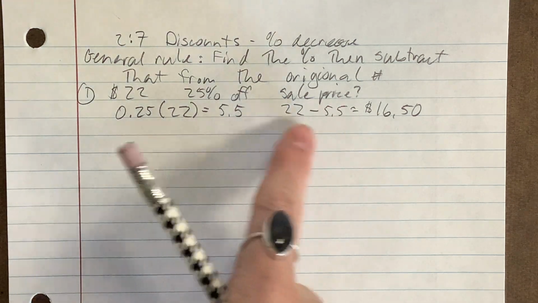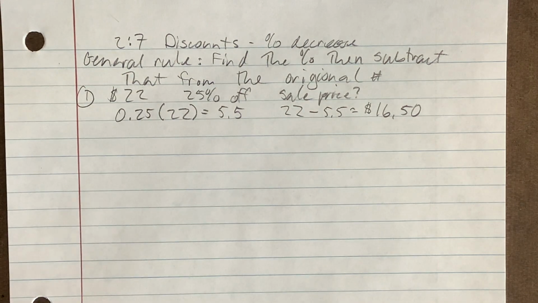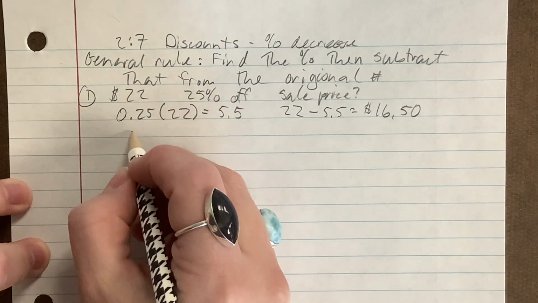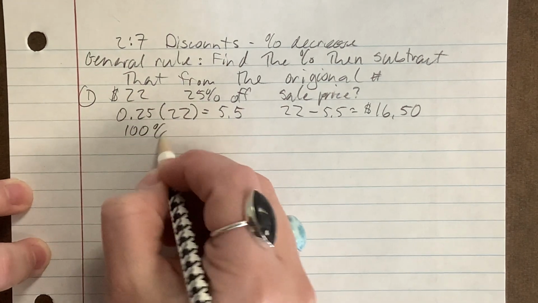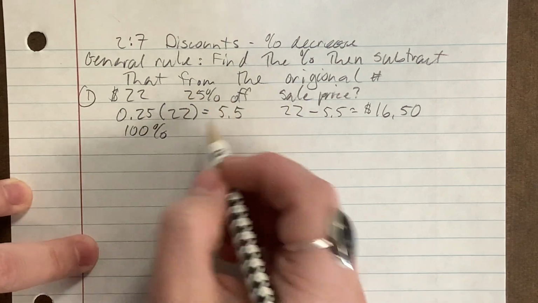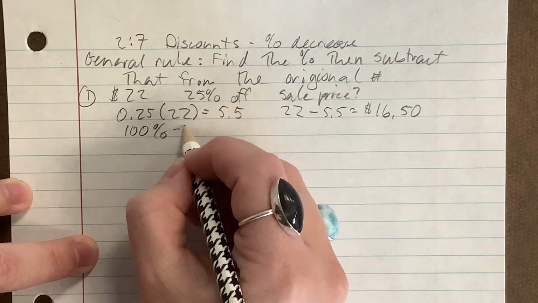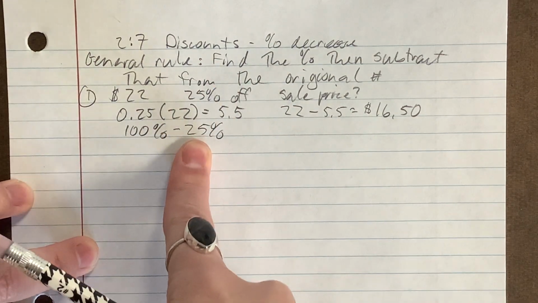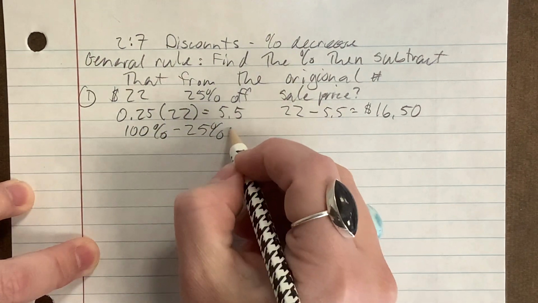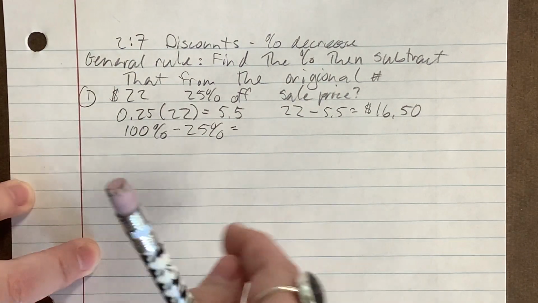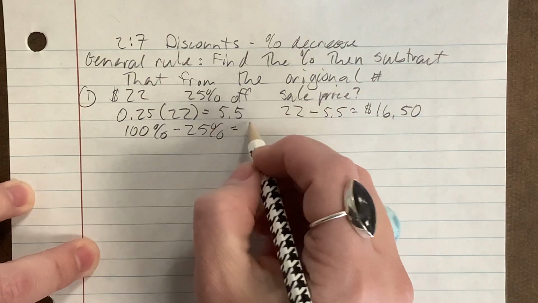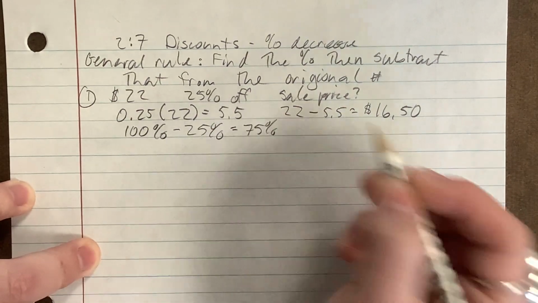Okay, now remember there's two ways to calculate this, right? We just did the subtracting of the actual numbers. We can also do the subtracting of the percents. The $22 we start with is our 100%, and the 25% off means we're going to be subtracting 25%. So I like to think that it's 25% off. We need to figure out how much we do pay. So 100% minus 25% is 75%.